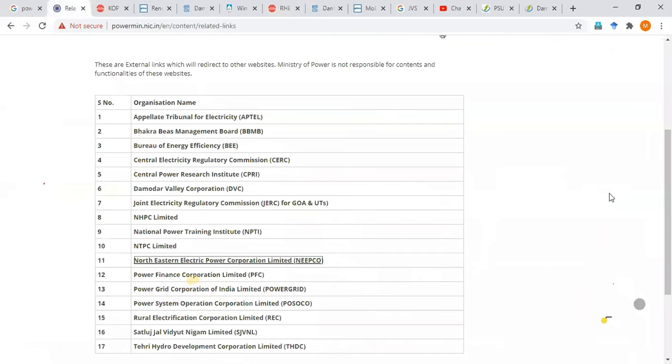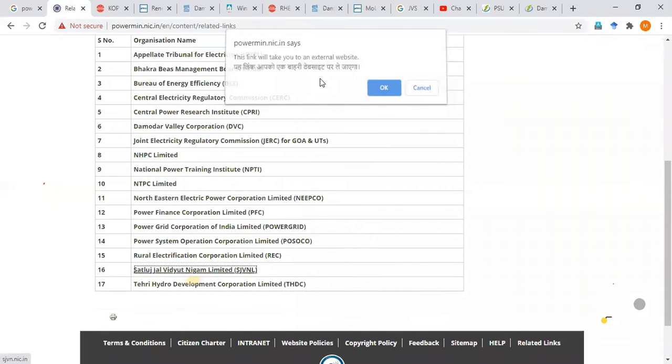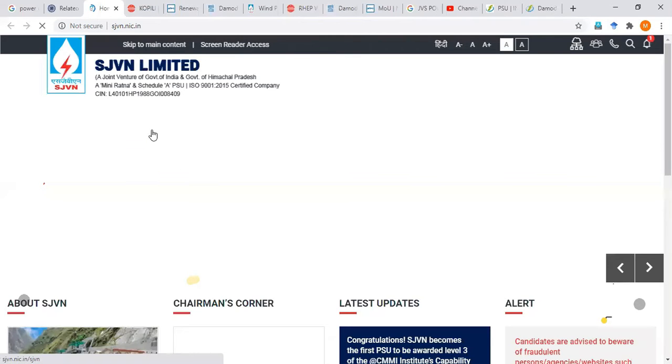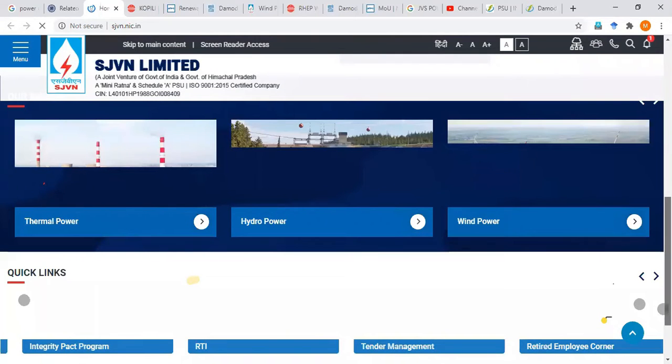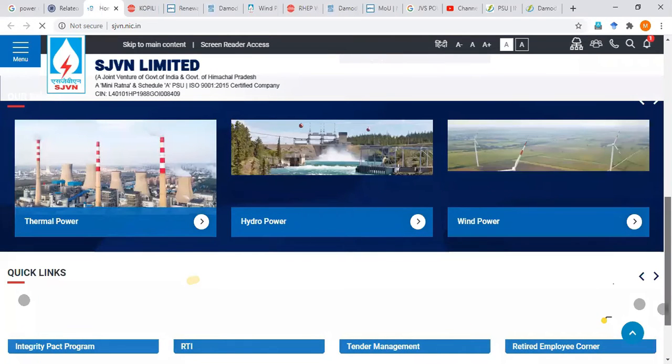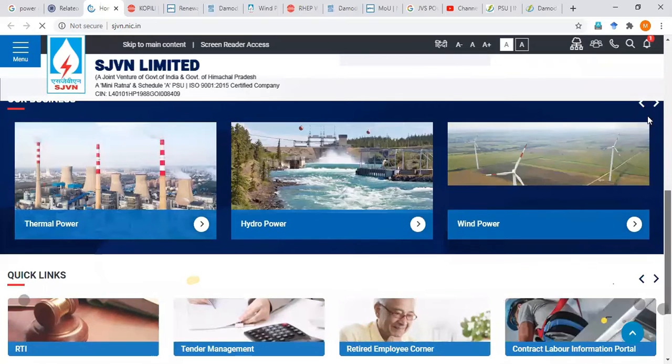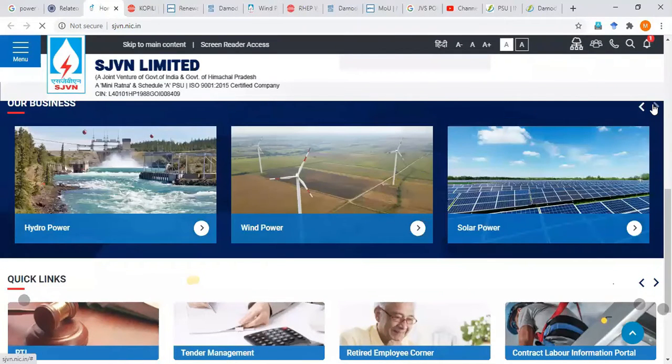Let's see one more hydropower station, that is Satluj Jal Vidyut Nigam Limited. So in short, it is SJVN. It is also dealing with thermal, hydro, wind, as well as solar, and also dealing in power transmission.